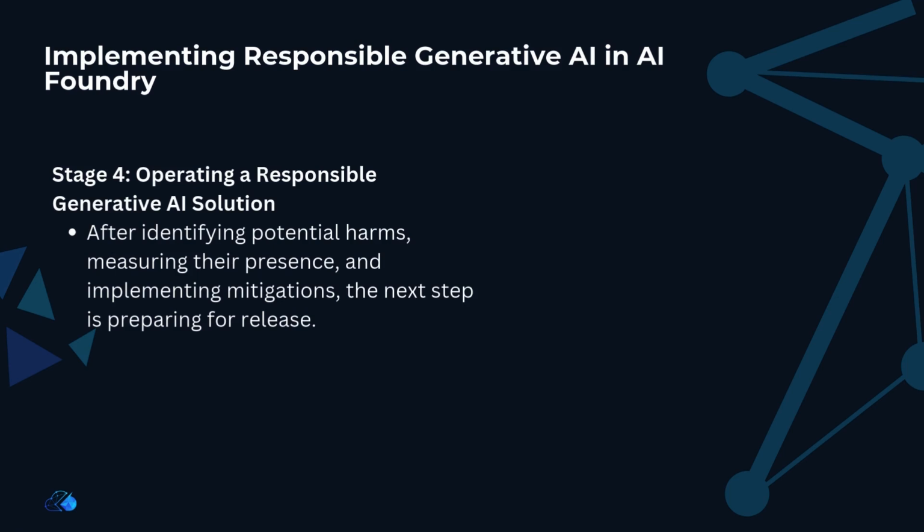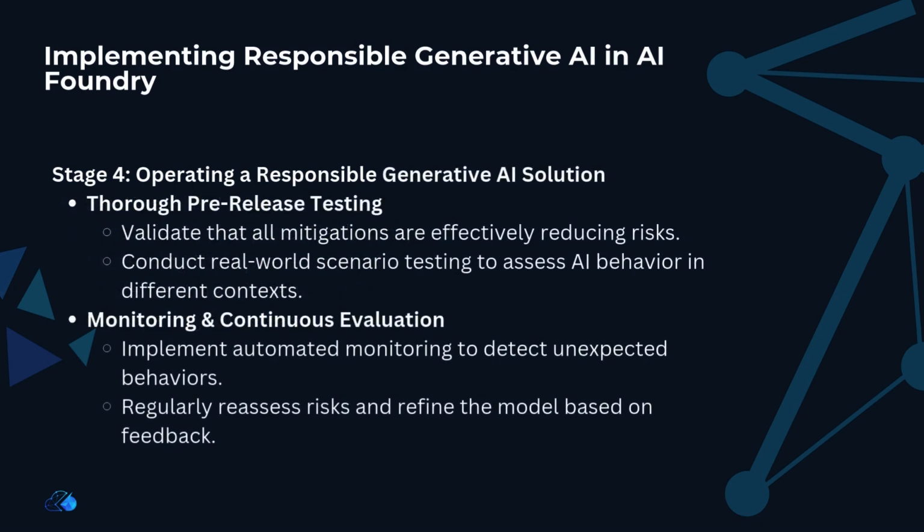And finally, Stage 4: Operating AI responsibly. Even after deployment, responsible AI requires continuous oversight to ensure long term safety and effectiveness. Steps for operational readiness: first, conduct pre-release legal, privacy, and security reviews, then set up monitoring systems to detect harmful behavior, and then finally maintain transparency with users about AI limitations.